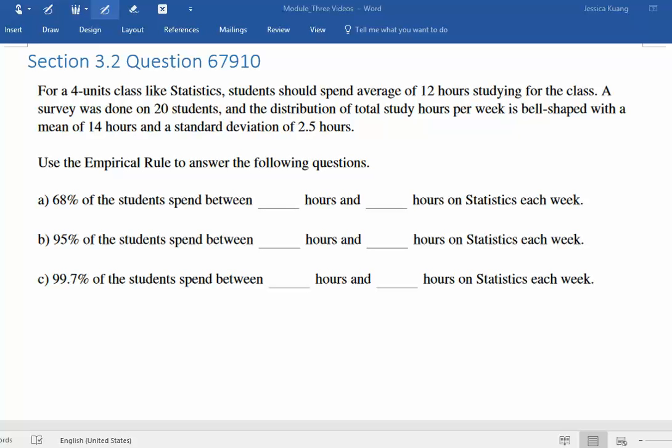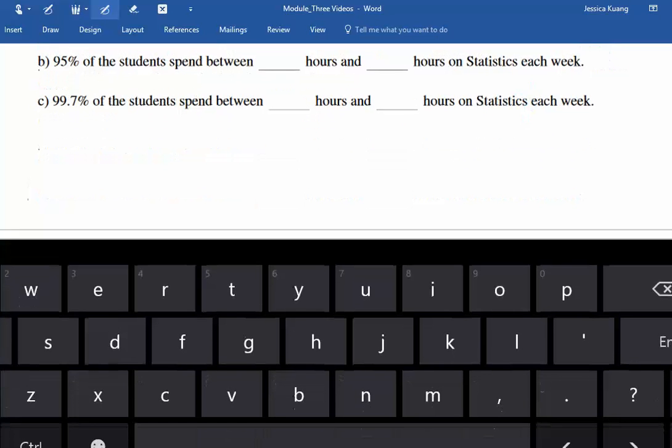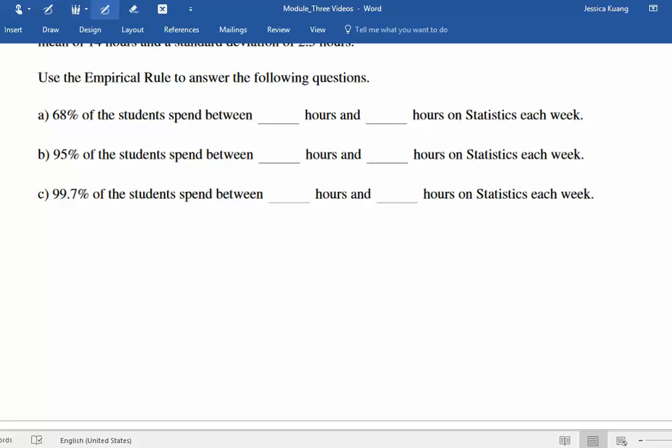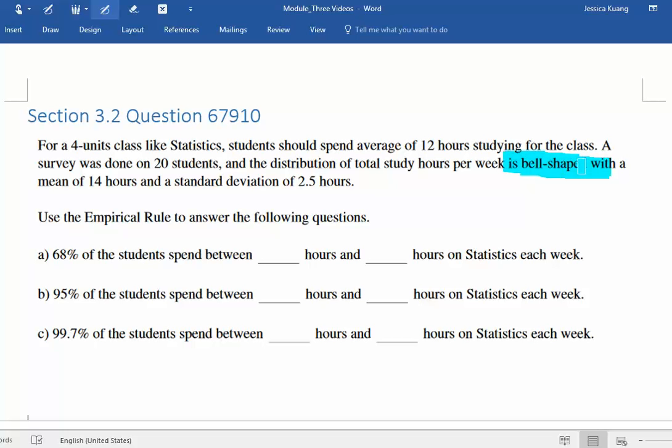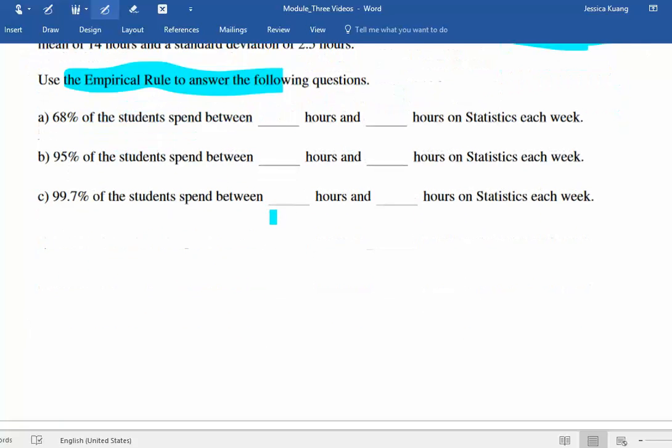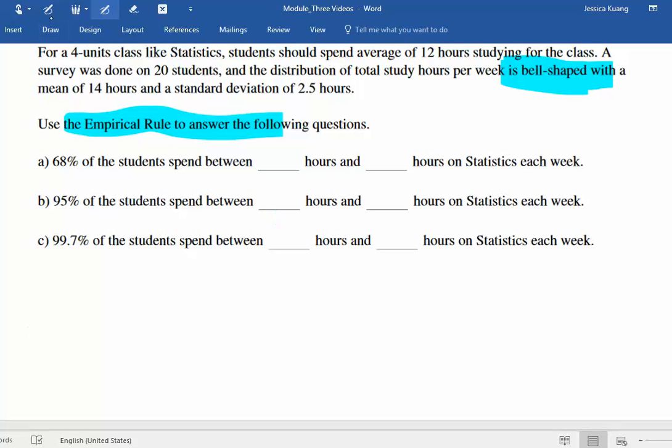This question actually gives us a little bit of a preview of module number 6, when we talk about the normal distribution or bell-shaped distribution. Let me scroll up. The bell-shaped distribution is also what we call the normal distribution, and we are going to use the empirical rule to make some predictions. There's something very special about the bell-shaped distribution.